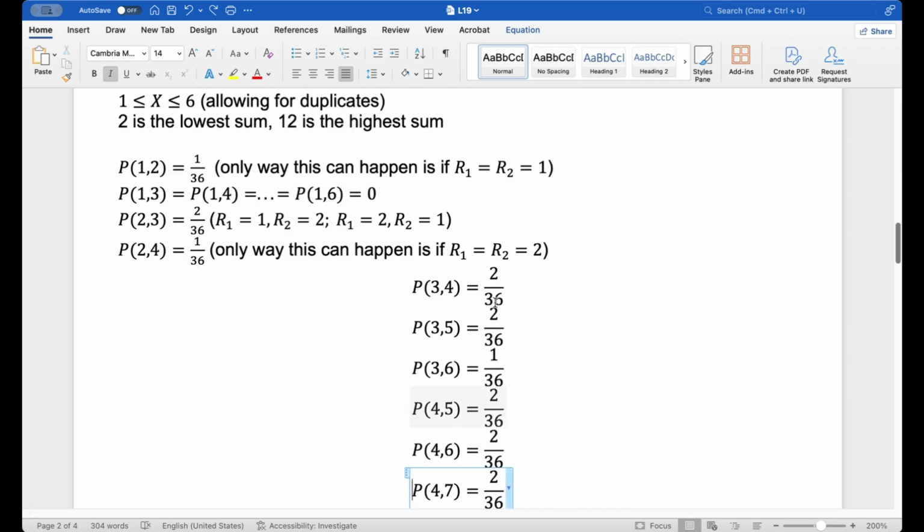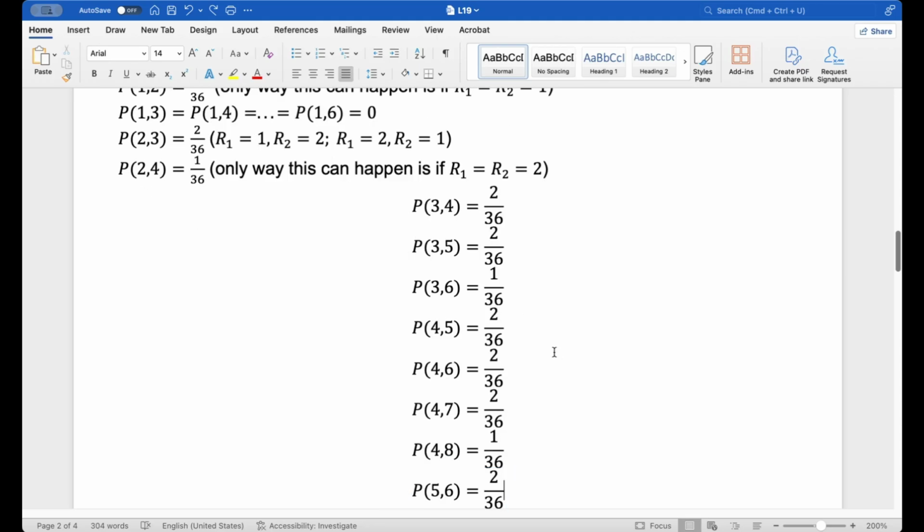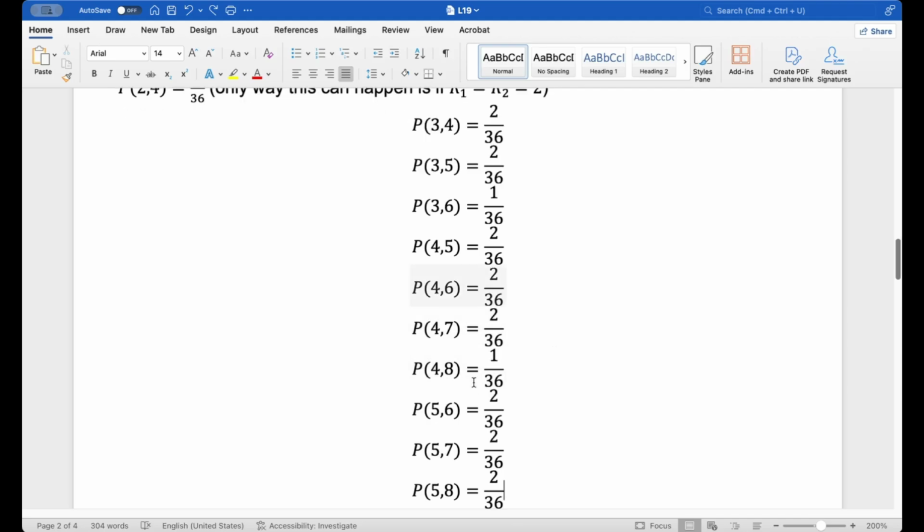Notice here, if the maximum is 3, then the smallest the sum could be is 4. It could be 4, 5, or 6. Probabilities are 2 out of 36, 2 out of 36, 1 out of 36. Maximum is 4. We could have 5, 6, 7, 8. And again, we see a pattern here with these probabilities.